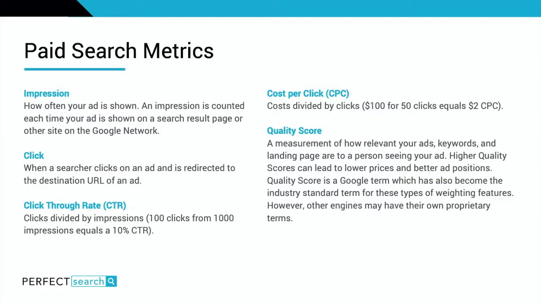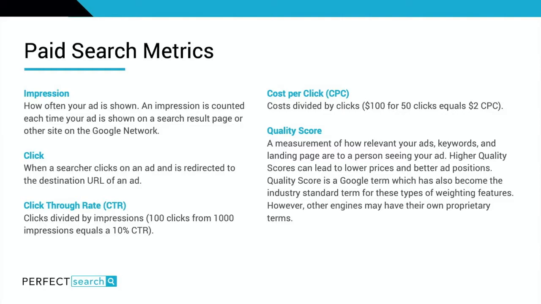Moving into paid search metrics, there's a handful of metrics that we can look at within the Google Ads or Bing interface. The first being impression, and an impression just indicates how often your ad was shown. So an impression is counted just each time your ad is shown on a search engine results page or other site on Google Network if you're talking about display. Then there's a click. So a click comes after an impression, obviously, and it's exactly what it sounds like. It's when someone clicks on your ad and goes to the landing page or your final URL.